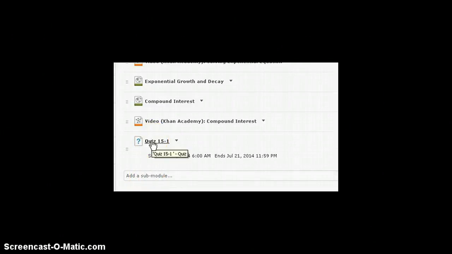So hope that helps you out. That is an overview of 15.1, the exponential part of exponential and logarithmic functions. Watch the videos and that will help you.